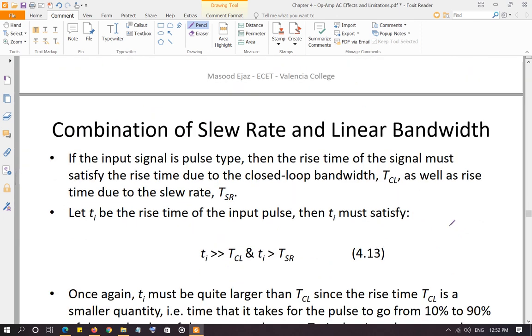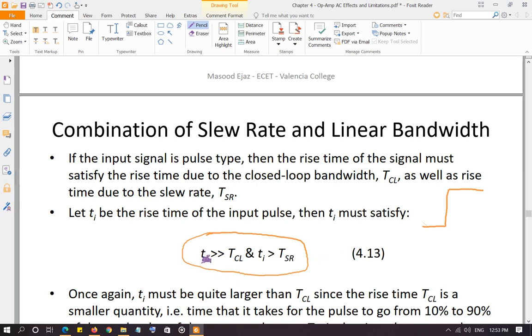If our input is a step signal, then we have to follow the restriction imposed by both closed loop bandwidth and the slew rate in order to have the rise time of the input such that the output can follow the input signal. That is, the output rise time will match the input rise time.